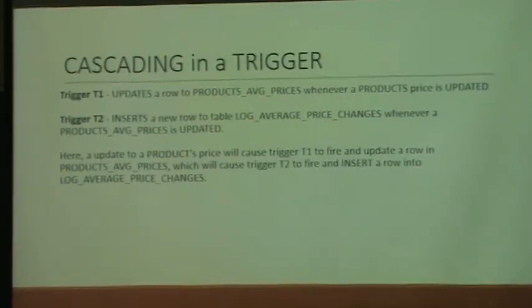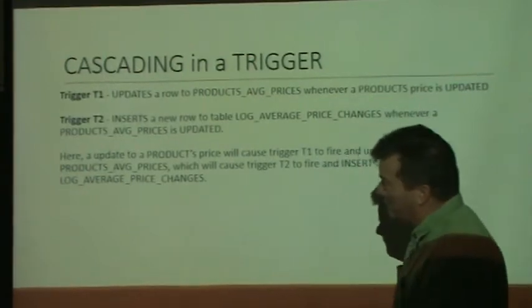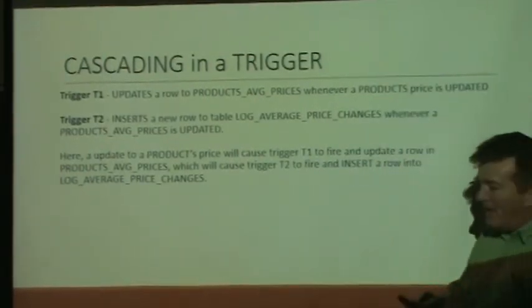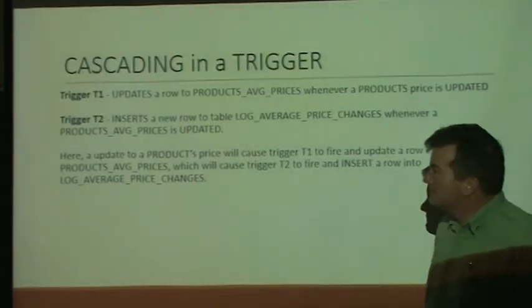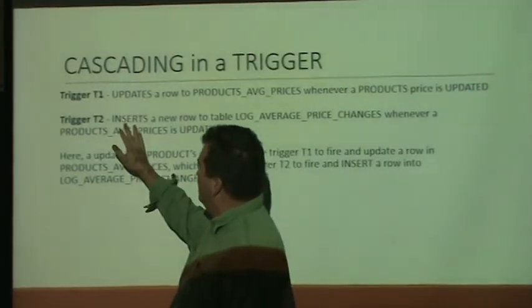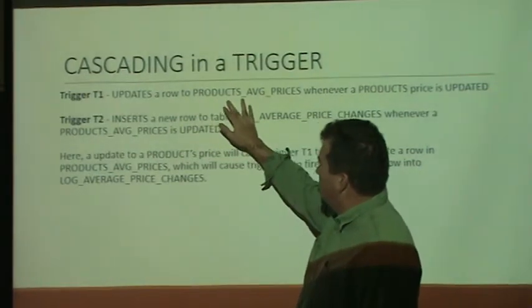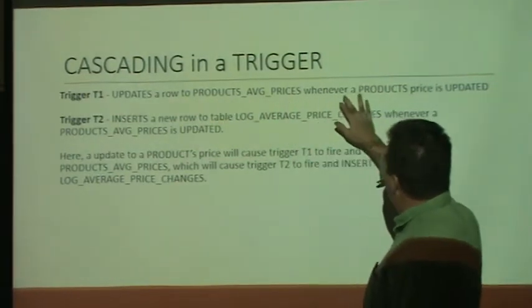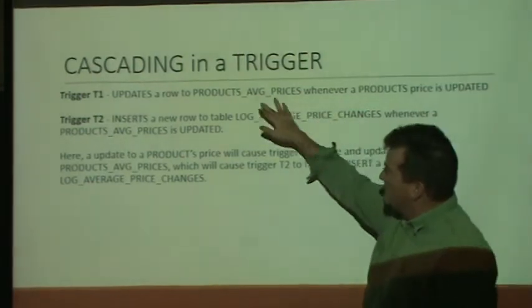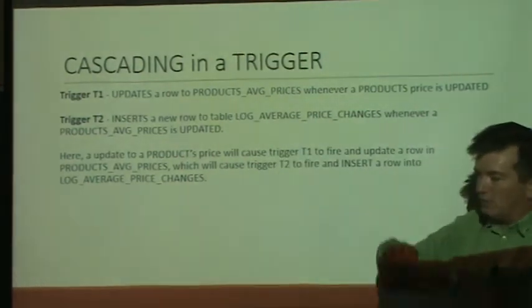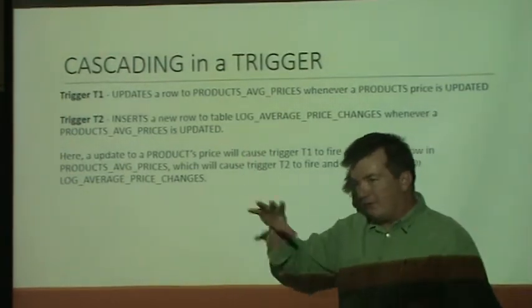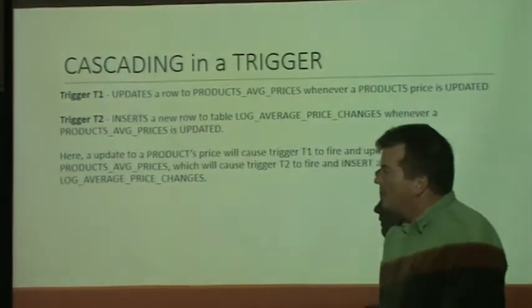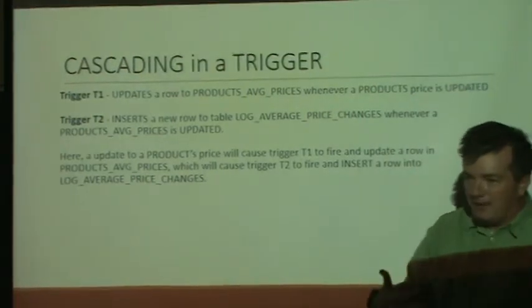Okay. So then there's the concept of cascading triggers. Since a trigger's action could be to update a table in your database, we can have trigger T1 update a row in, let's say, the product's average price whenever product price changes. So suppose we had something that's keeping what is the average price of all your products. Let's say someone logs into your website and you say, we have 10 products and the average price is $20. Well, if one product changes, that's going to cause your average to change.